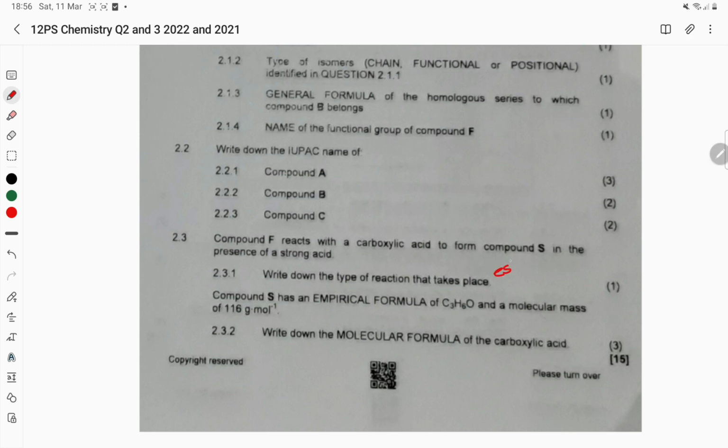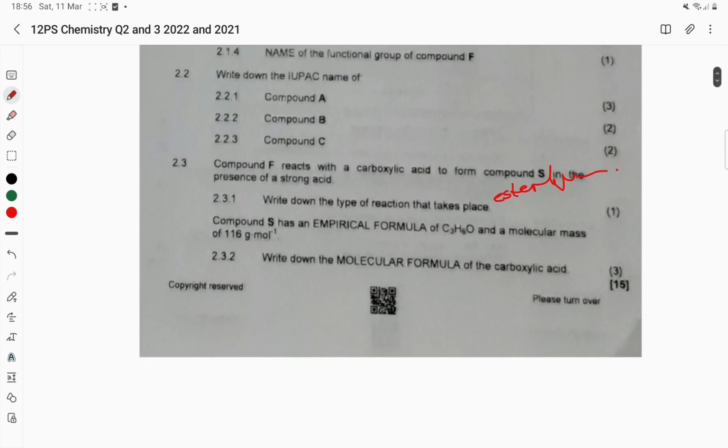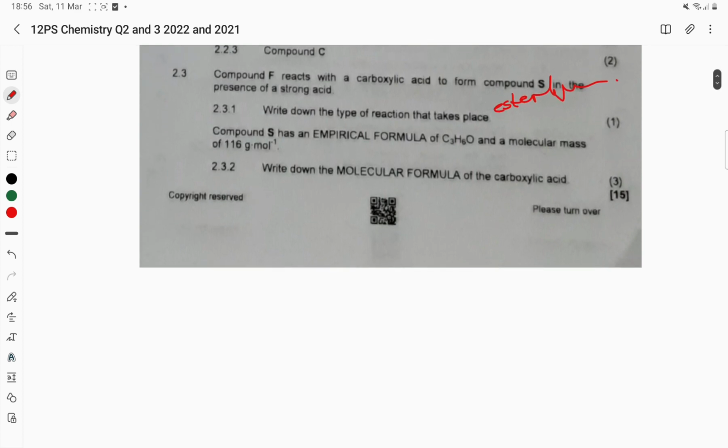That is your esterification, because it's a reaction between an alcohol and a carboxylic acid. Now here comes the cool part. It says compound S, which is your ester, has an empirical formula of C3H6O and a molecular mass of 116 grams per mole. Write down the molecular formula of the carboxylic acid. Quite a tough question, it's a level 4 question this, but let's just take a look.